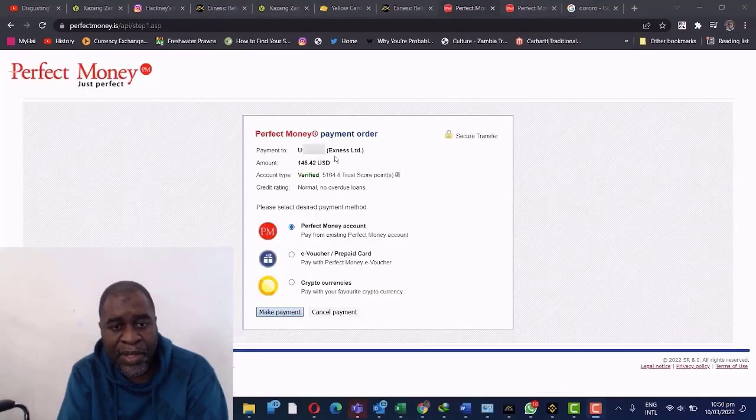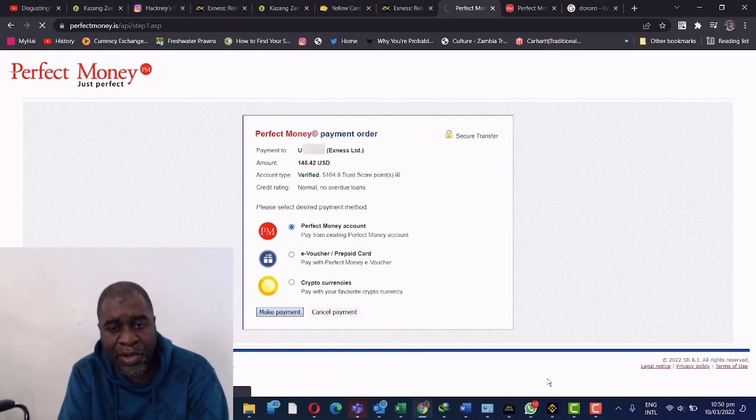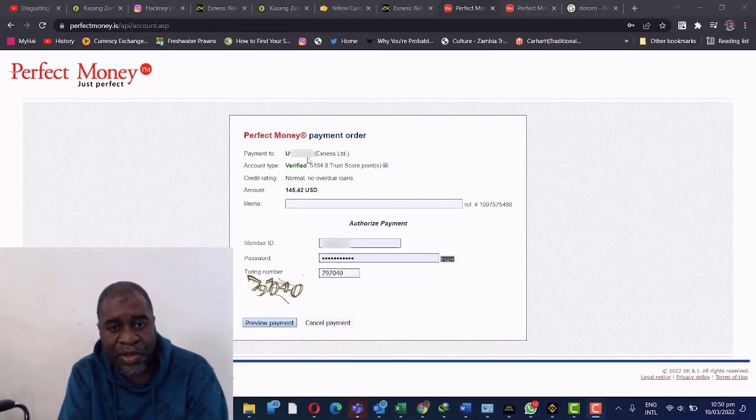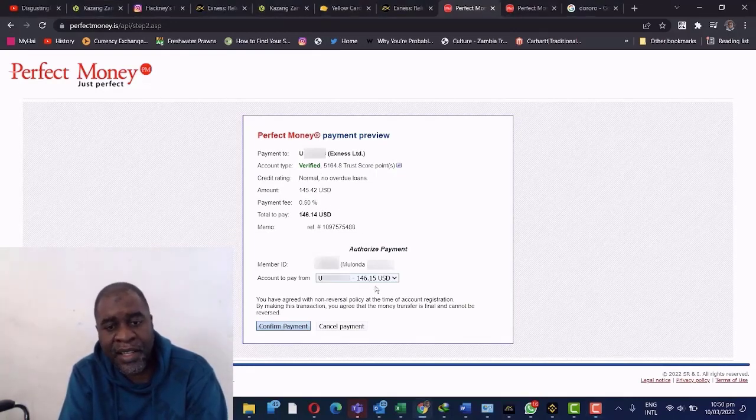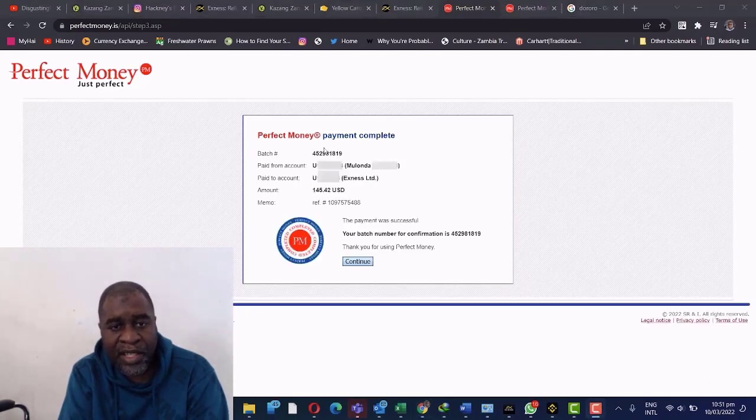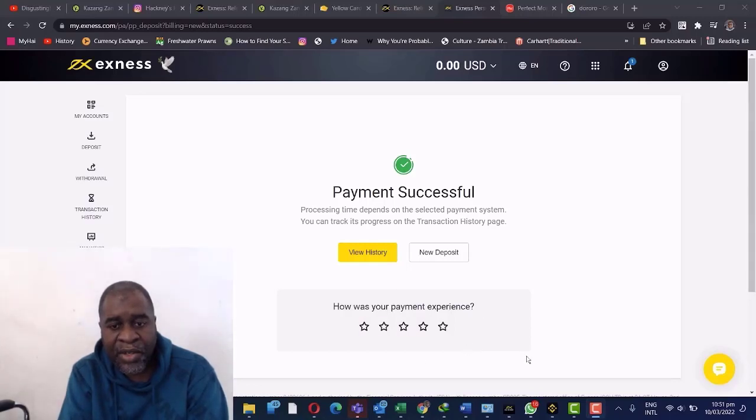It's going to bring me to this page where it's showing me which option of Perfect Money I'm paying, the $145.42, my payment account, Exness account. Then I'm going to make the payment. It then brings me here where it's going to show me my Perfect Money details. I'll put in password. Then it brings me here to confirm the exact amount. So there's going to be a 0.5% charge from Perfect Money. That's because mine is a verified account. Confirm payment. Then it brings me here, the payment is done and I've paid Exness. So let me click on continue. It brings me back to Exness, and you'll see it's going to refresh.